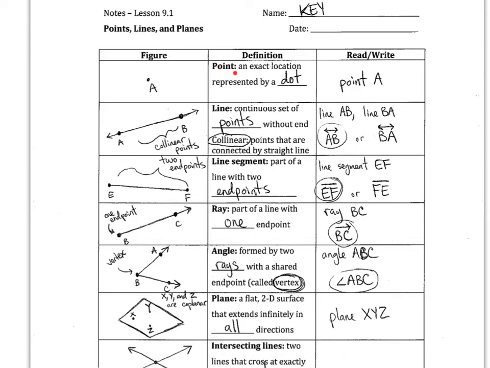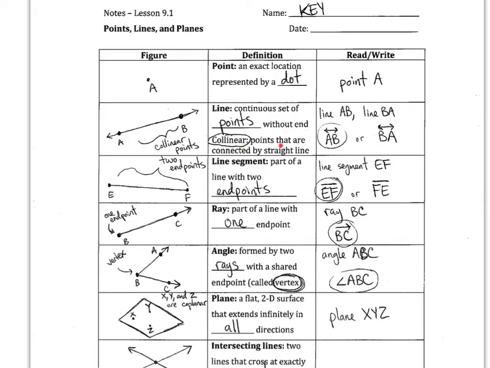A point is an exact location represented by a dot. So that would look like this, that point A represented by a dot. How do you write it? Point A. A line is a continuous set of points without end.